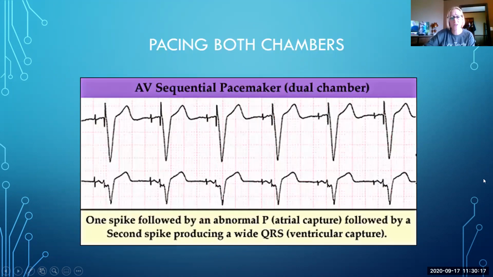So here is your AV paced. You have both the atria and the ventricles being paced. You've got two pacemaker spikes, one before each chamber.